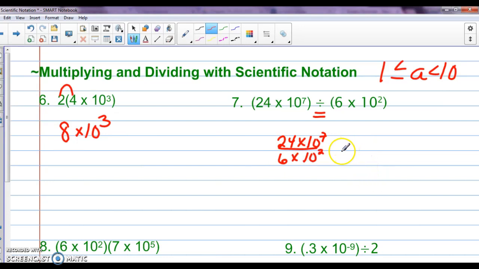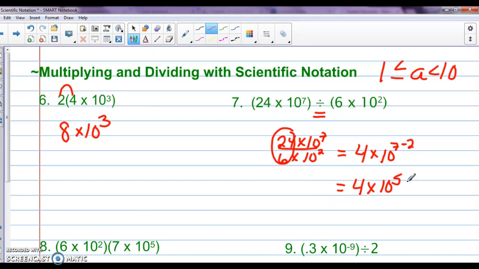We apply our exponent rules to this. That means we're going to actually divide the 24 and the 6 to get 4, but we're actually going to subtract 7 minus 2 in the exponents because the powers of 10 are the same, making our final answer 4 times 10 to the 5th power.